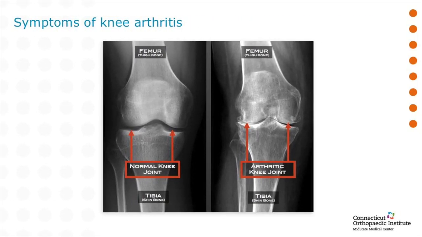So here you can see the X-ray that we're familiar with of a normal knee on the left with the femur and the tibia, with nice space between those two bones. And unfortunately, the patient on the right side is now suffering from severe arthritis. You can see that the space between the two bones is very narrow, and in fact, this patient actually has bone-on-bone disease. And this is a knee that probably hurts quite a bit.